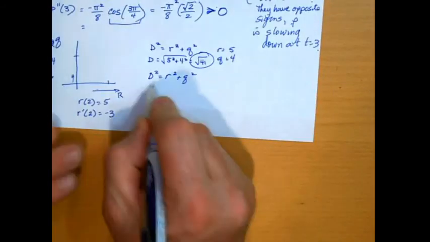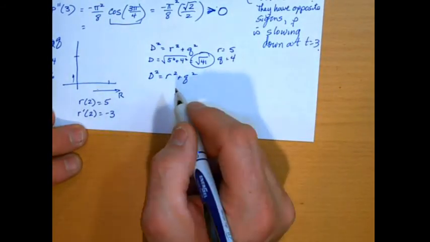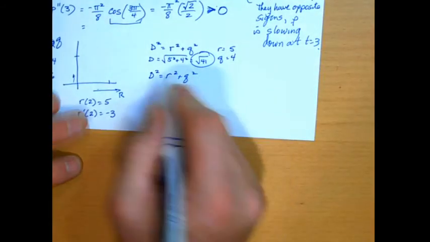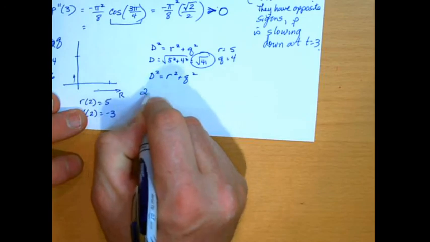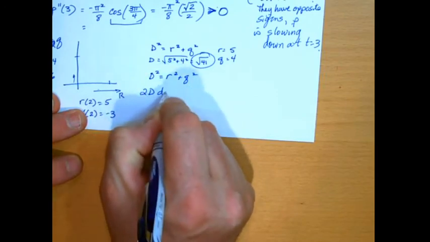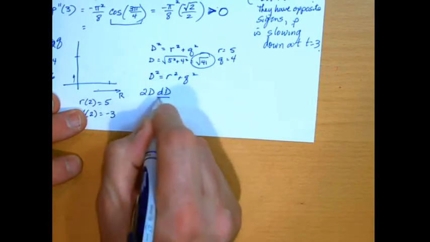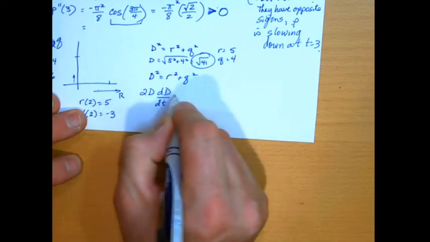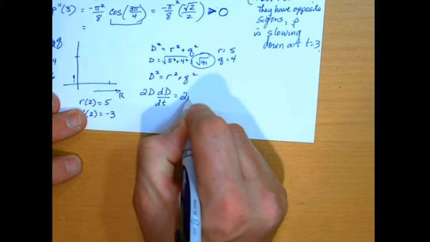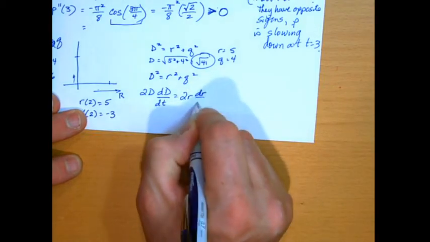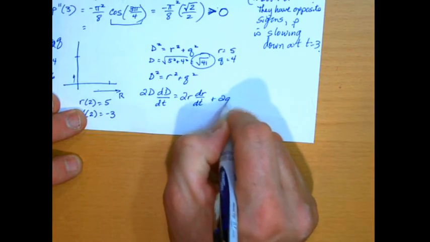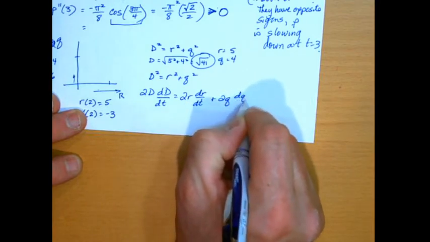So we need to find dD/dt. So the derivative of the distance in terms of time. So I take the derivative. This is a related rates problem. We have 2r dr/dt because we're taking it in terms of t. And then we have 2q and dq/dt.